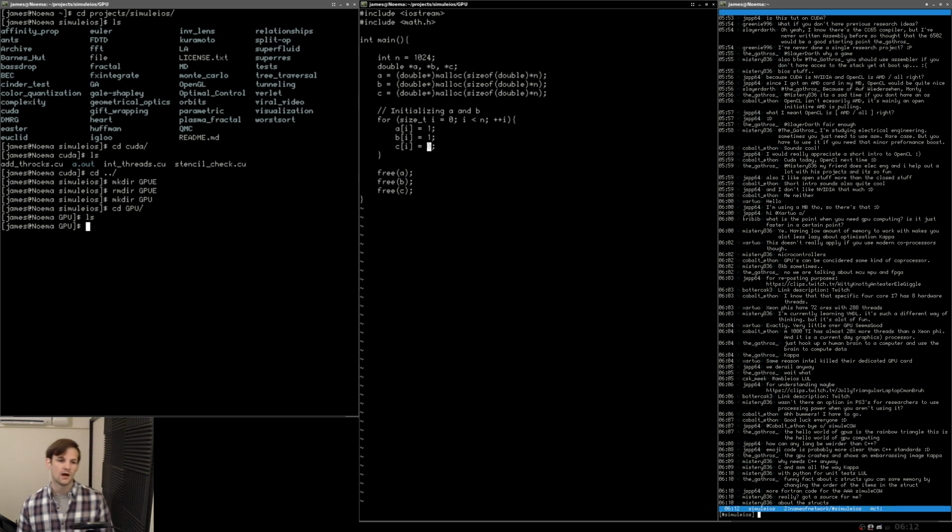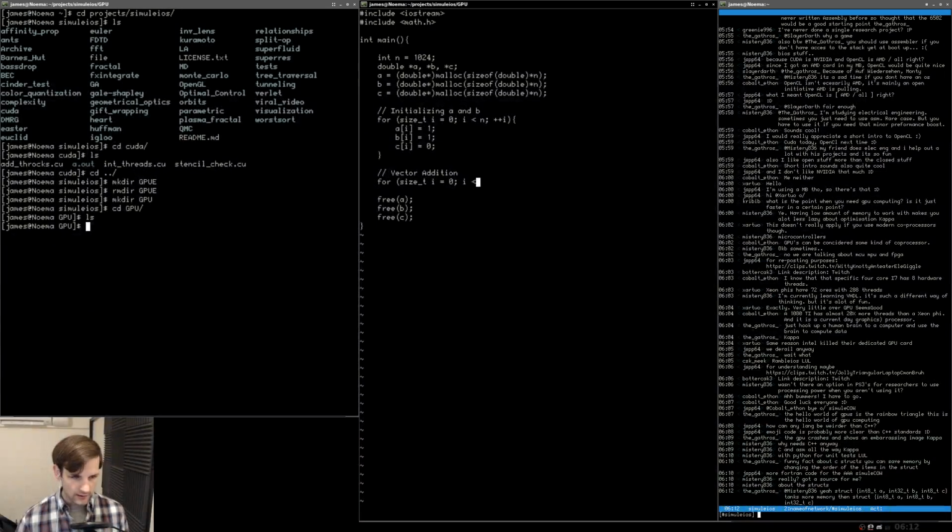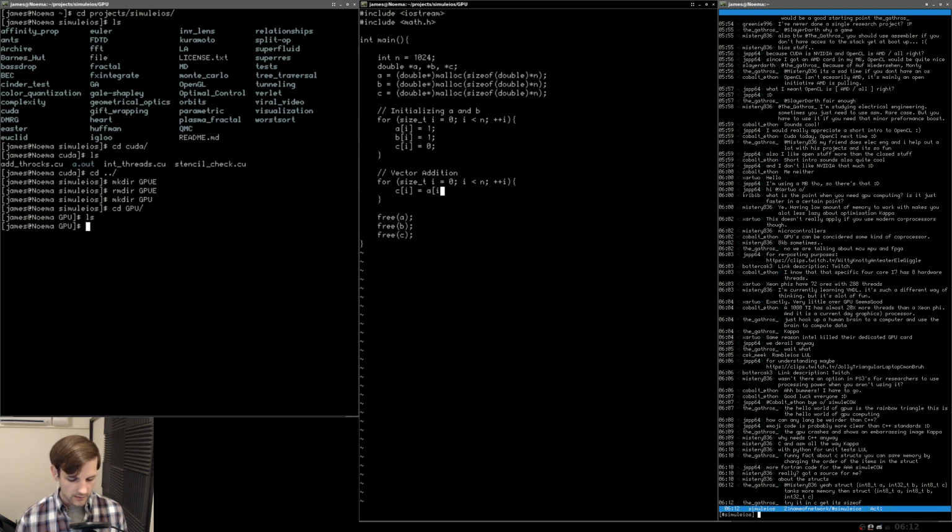Now, to do the vector addition, it should be done in the following way. So here is the actual vector addition. We're just going to say, just another for loop. I'm doing this outside for an explicit reason that I'll talk about in a second. I equals 0, I less than n, plus plus I. And we're just going to say C is going to be equal to A of I plus B of I.